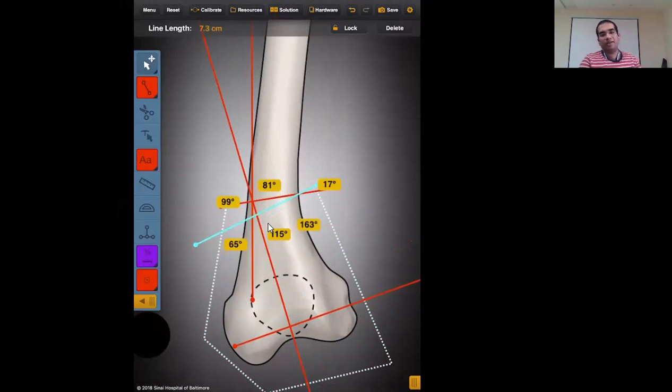The rule of 1 degree, look, in this scenario, to correct 17 degrees of deformity, you needed to remove 11 millimeters of bone. If you would have removed 17 millimeters of bone, you would have overcorrected the deformity.